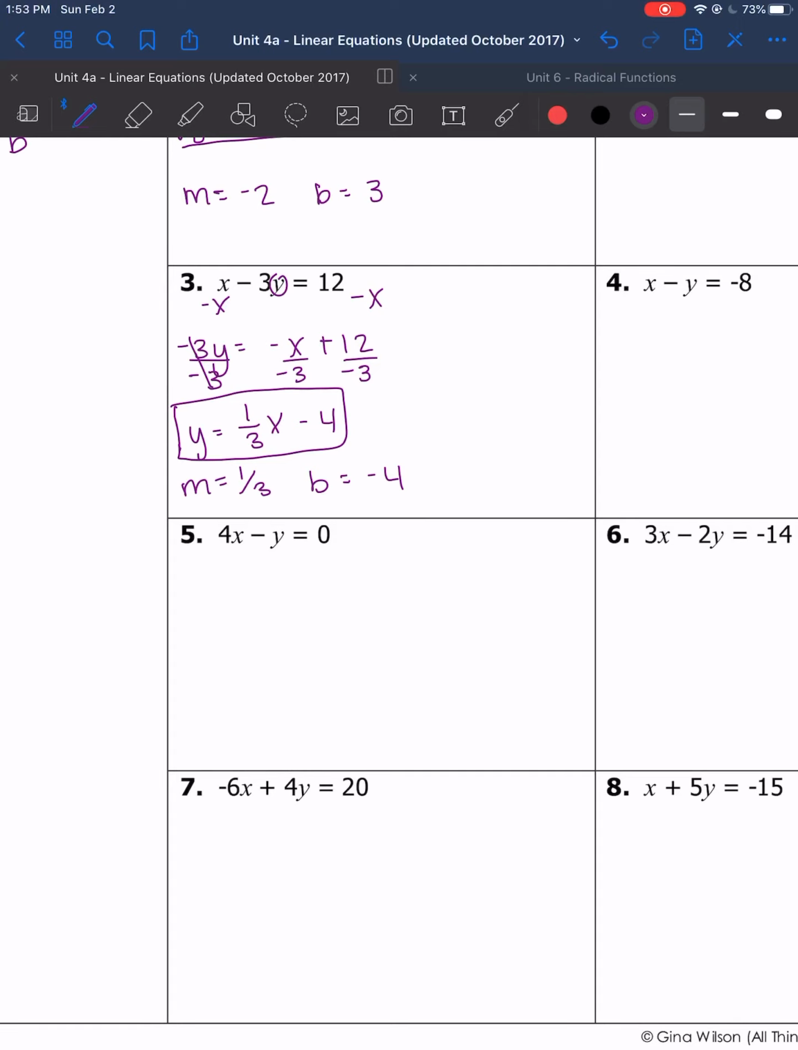Then I have 4x minus y equals 0. I want y by itself, so I'm going to subtract 4x from both sides. So I have negative y equals negative 4x. And you don't have to worry about the 0, but if you want, you can put a plus 0. I'm going to divide everything by negative 1. So I have y equals 4x, just 4x. So my slope is 4, and my b is 0 because it's non-existent.